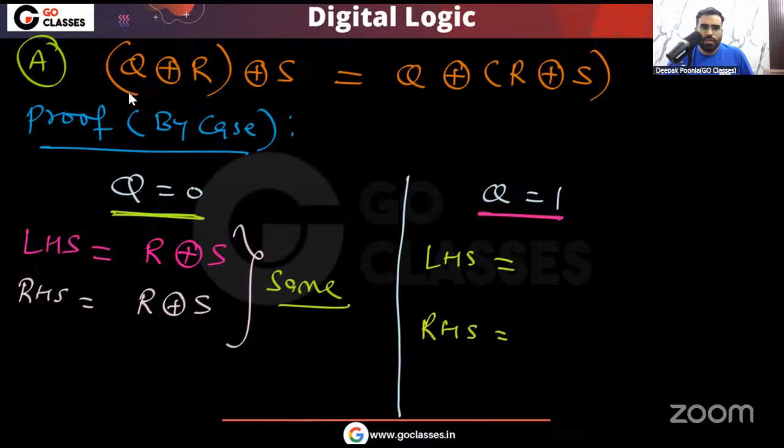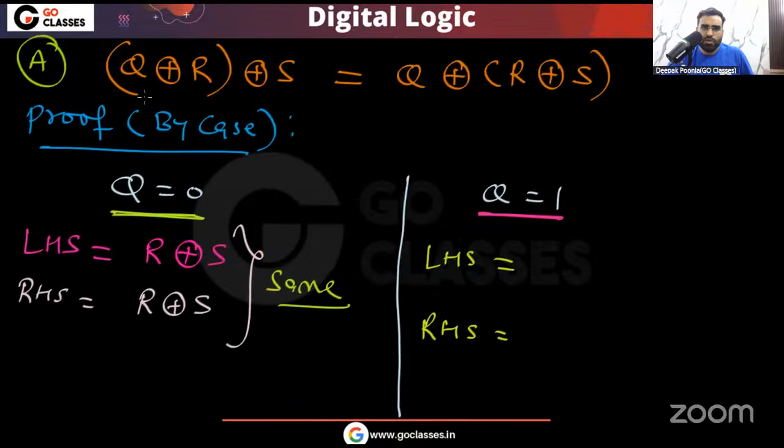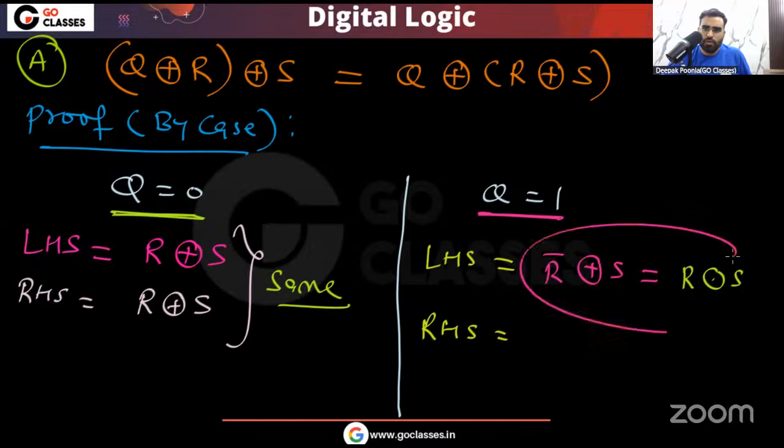So when Q is equal to 1, then here I will get R bar. Correct? Because you can see 1 XOR M, that is M bar. So when Q is equal to 1, I will get R bar XOR S. And remember one thing, this R bar XOR S is basically R XNOR S. Correct? This property you might already know, that R bar XOR S is equal to R XNOR S.